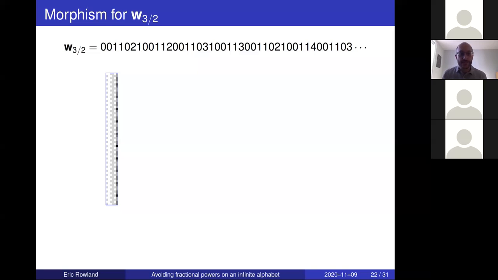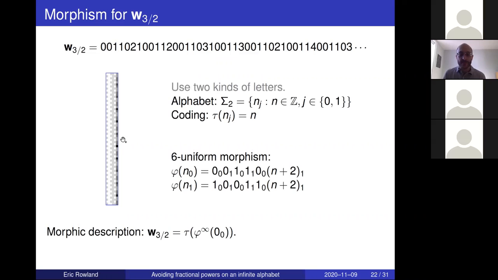I'll tell you what the morphism is, but first I want to go back to W3 halves because the morphism is analogous in some ways. So we already looked at this word. We said if we break it up into blocks of length 6, then we get some nice structure. Since we have this periodic business going on with the first 5 columns, the idea is to use 2 different kinds of letters in our alphabet. So we'll take our alphabet to be sigma 2, where the letters are integers with a subscript that's either 0 or 1. And then the coding at the end, we'll just forget the subscript.